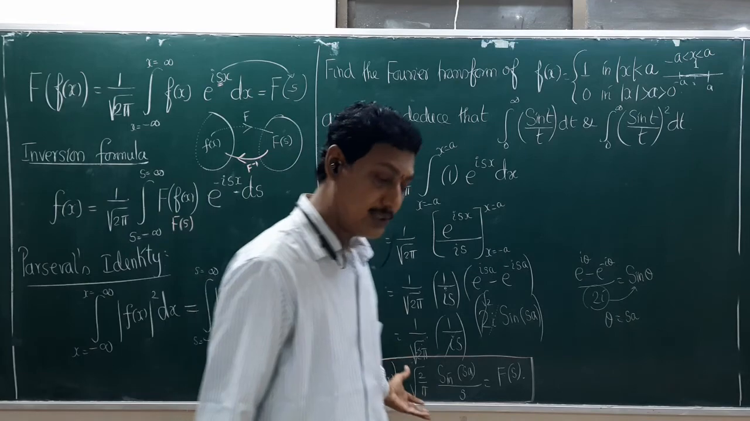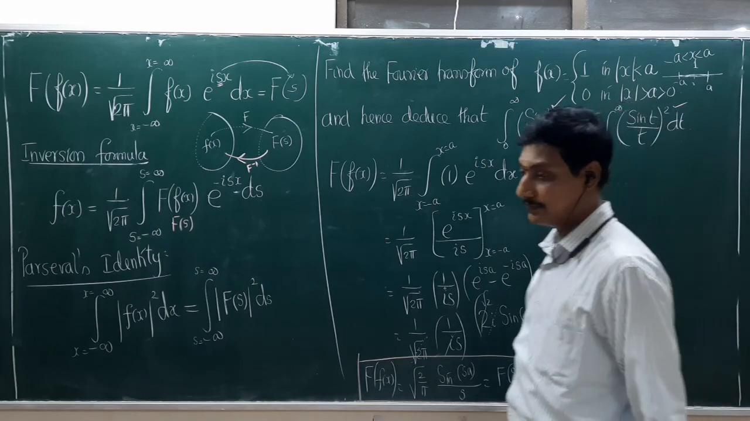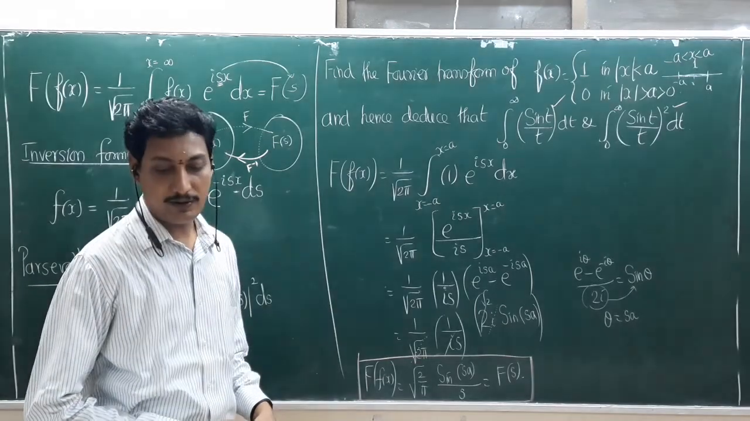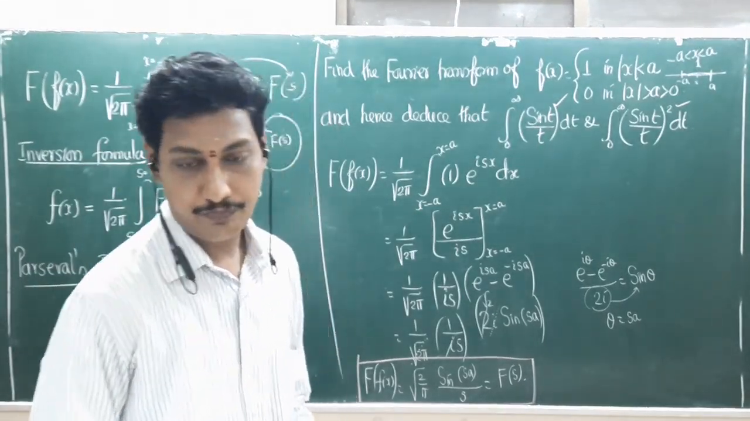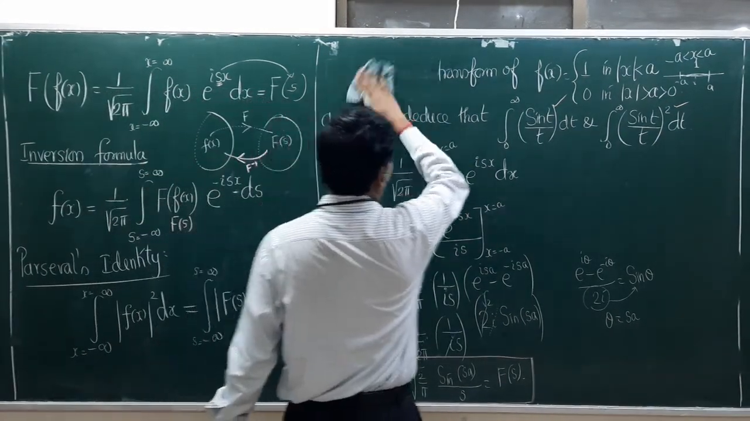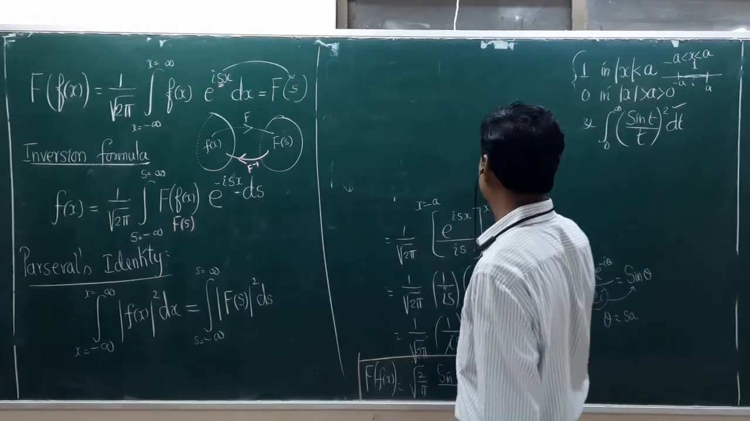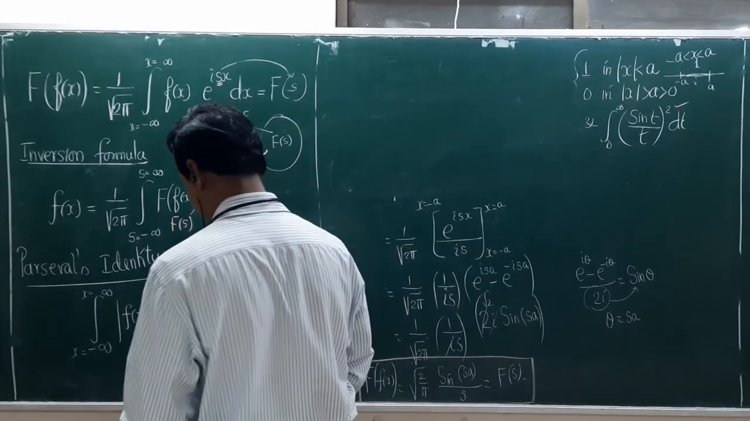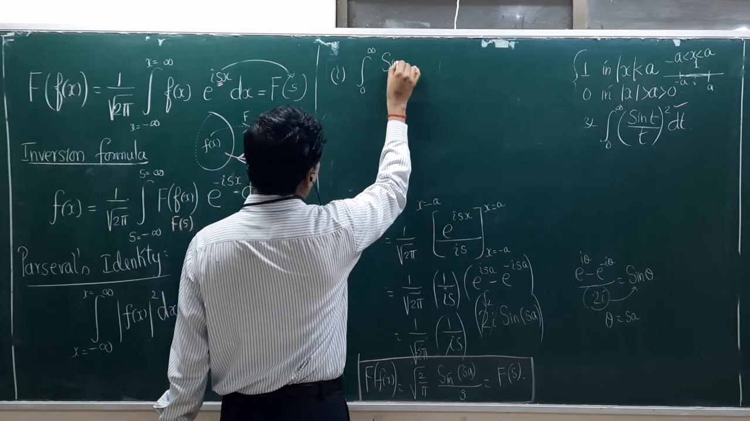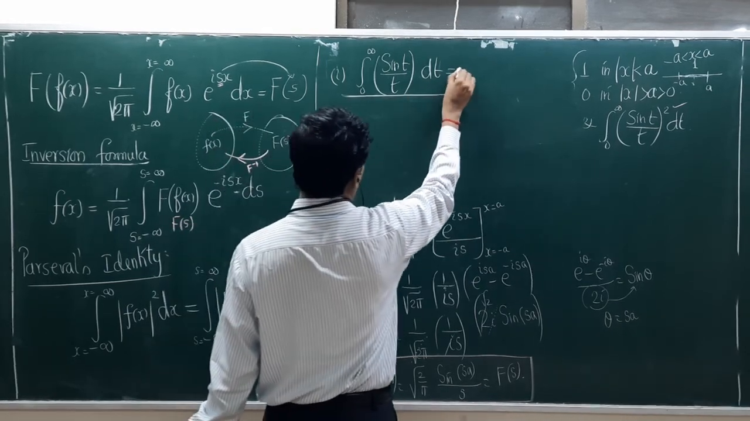Now I would like to use this idea to determine these two integrals. Let us see that. How to get these two integrals with the help of the Fourier transform of the given function f of x? Let us see. So the first one: integral 0 to infinity sin t by t dt. What is the value of this one?